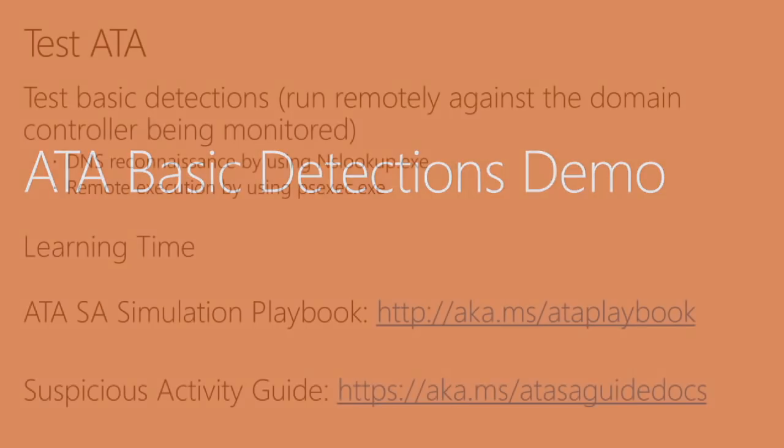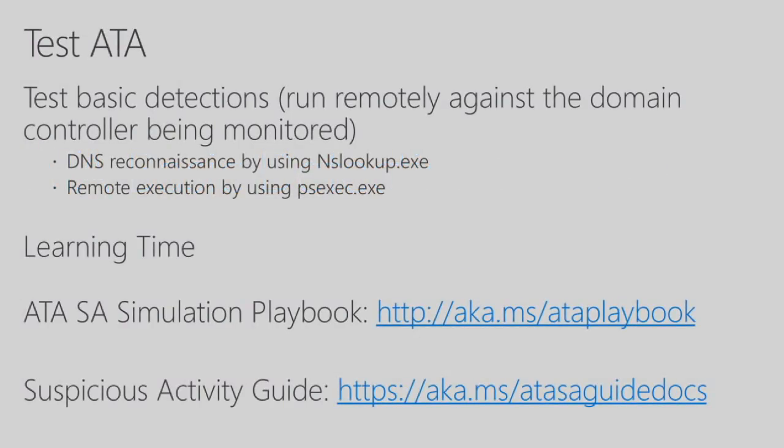OK, so in a moment, the timeline will be updated. But this was an example for a real basic test. DNS reconnaissance is an example. Remote execution to the domain controller with PSExec is another example for a very simple attack. I'm not sure if it's even an attack that you can simulate to make your ATA functions.